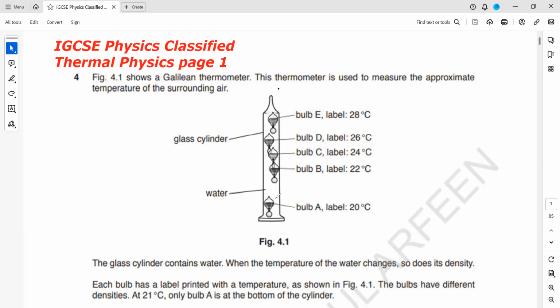So what does this give an idea of? If A is at the bottom, it means A has a high density. That's why it is at the bottom. As the temperature of the water changes, its density will change. As its density decreases, and the temperature rises, more of these bulbs, like B, C, D, and E, will sink towards the bottom.